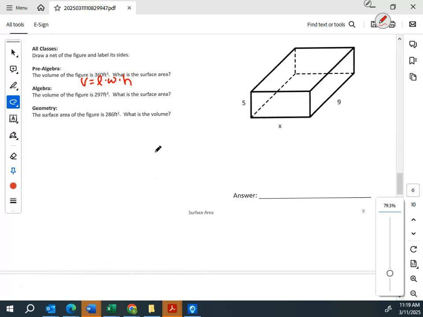I had a few people that found what X is, and you put that as your answer. That's not the surface area. You use the X to help you find those areas so you can add them together to find the surface area. Surface area is just finding all 6 sides' areas and adding them up.